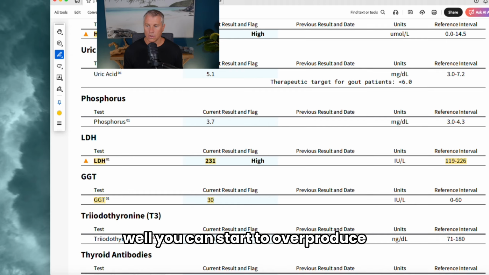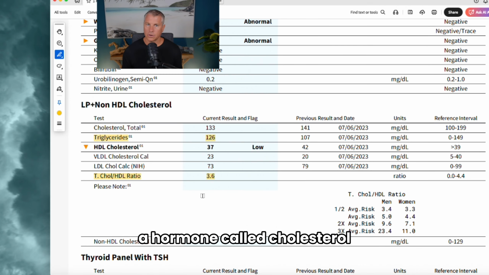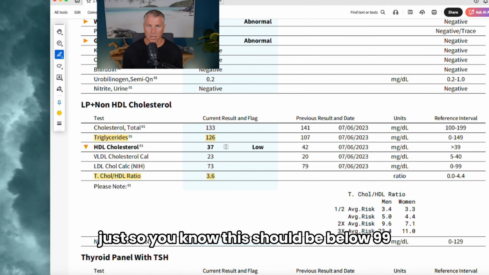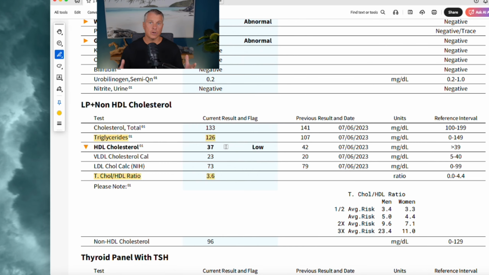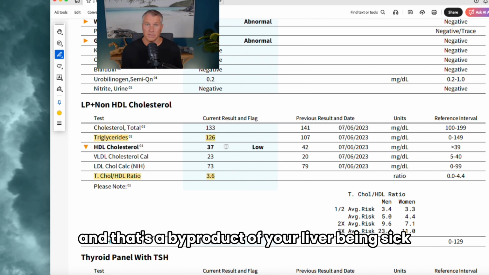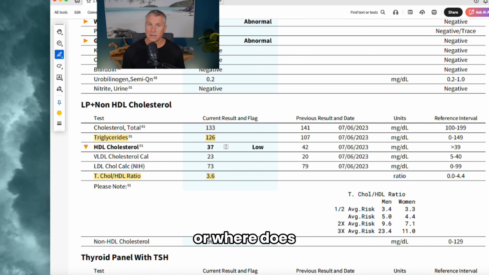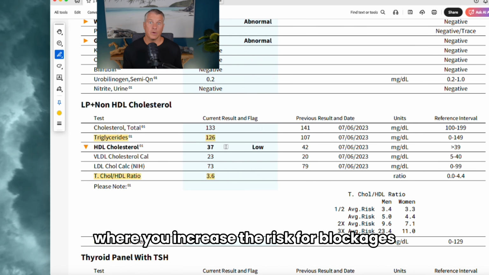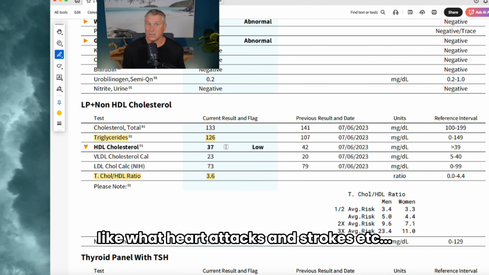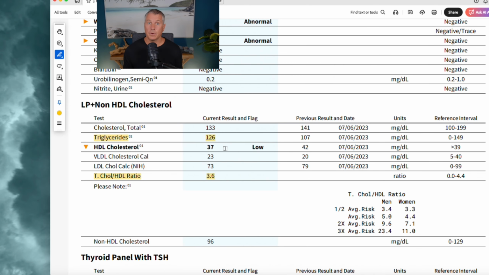Well, you can start to overproduce a hormone called cholesterol, specifically something called triglycerides. Just so you know, this should be below 99. But as your liver starts overproducing these types of cholesterols, eventually it leaves the liver. But your liver is producing this because the liver is sick, and that's a byproduct of your liver being sick. What happens, or where does that excessive cholesterol go when it leaves your liver? Into your arteries, right? Where you increase the risk for blockages, and you increase the risk for heart attacks and strokes, etc. So we can evaluate that risk factor on someone.